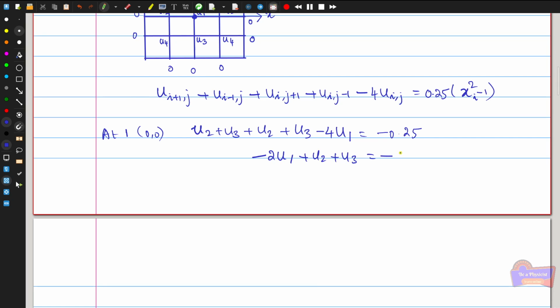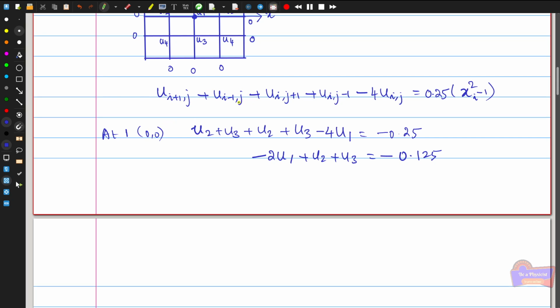So I can simplify this equation further as minus 2 times u1 plus u2 plus u3, which is equal to minus 0.125. Because you get 2u2, 2u3 minus 4 times u1, which is equal to this value, I can divide the whole equation by 2 and you will get this equation. So this is the first point, where it is 0, 0.